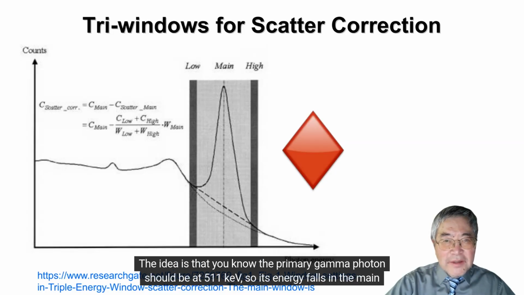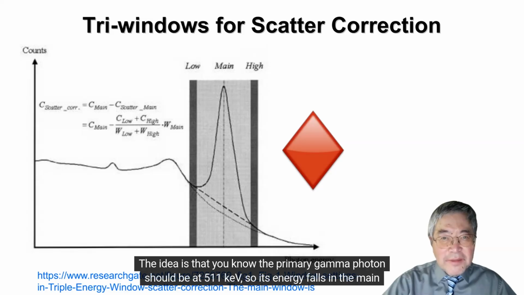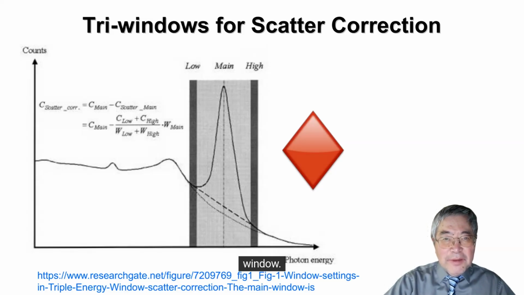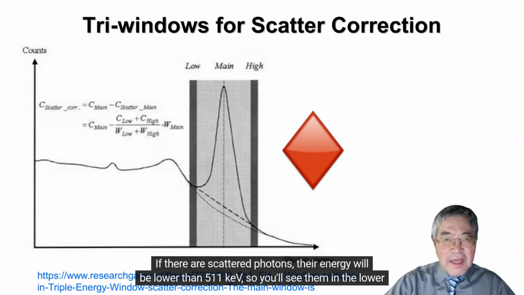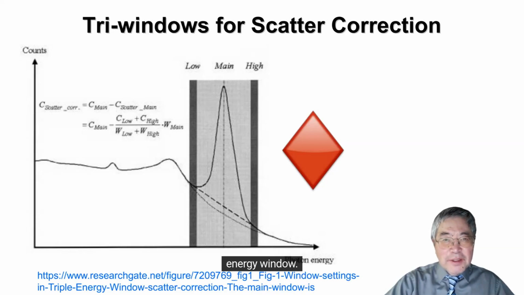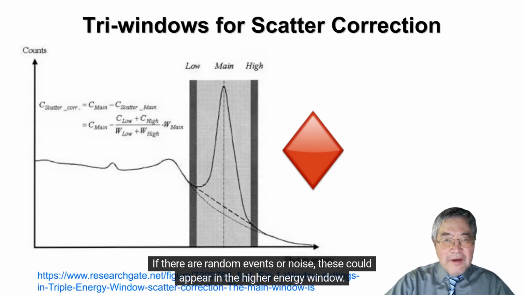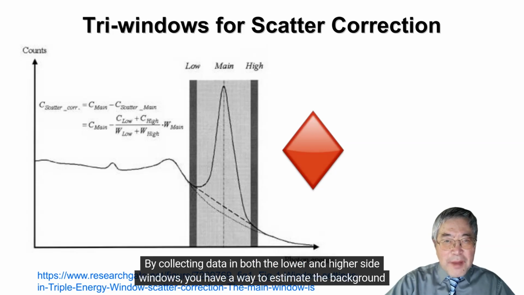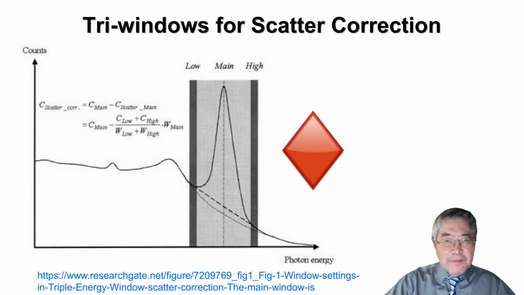The idea is that you know the primary gamma photon should be at 511 keV, so its energy falls in the main window. If there are scattered photons, their energy will be lower than 511 keV, so you'll see them in the lower energy window. If there are random events or noise, these could appear in the higher energy window. By collecting data in both the lower and higher side windows, you have a way to estimate the background scattering.